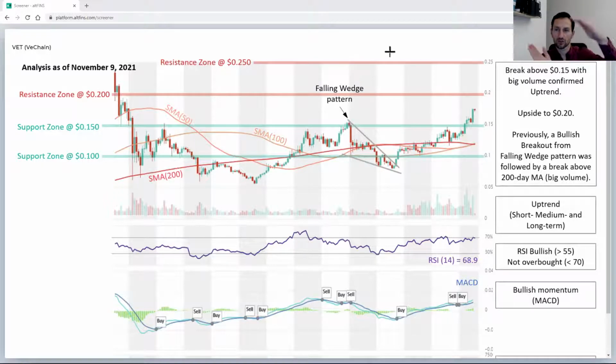And so when you start connecting the high points of the swing ups and the low points of the swing lows, then you might start seeing some patterns emerge. But oftentimes there is no pattern to be identified. But in this case, it was a really solid falling wedge pattern that experienced a breakout right here.